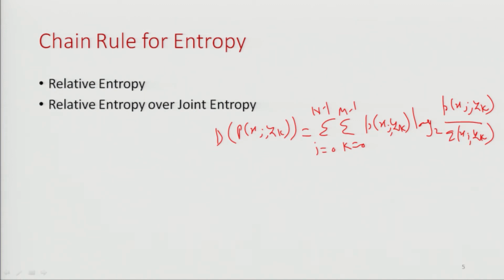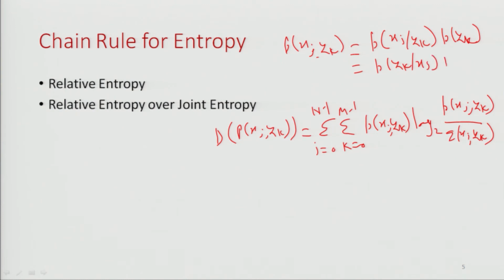Like that, the joint probability p(x_j, y_k) is nothing but p(x_j upon y_k) into p(y_k). Okay. Using this formula, or p(y_k upon x_j) into p(x_j).